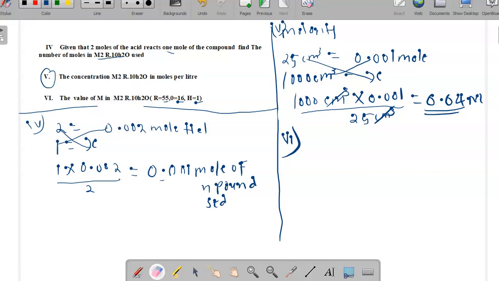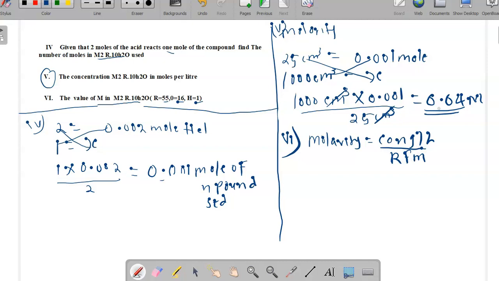To get the value of M, this is what we do. We have to get the RFM first. RFM, this is the formula that we can use. Molarity is equal to concentration in gram per liter over RFM. So we have to get the RFM first.